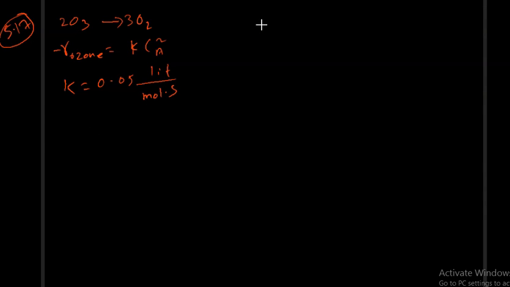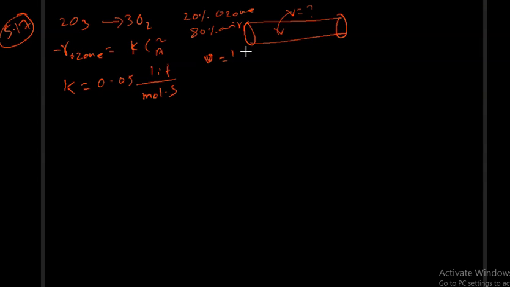So if you see here, we have the different conditions, the plug flow reactor. So we need to calculate the volume of a plug flow reactor. The feed is 20% ozone and 80% air, and V naught is equal to 1 liter per second, the feed rate. And the different conditions given are the pressure equal to 1.5 atmosphere and temperature equal to 93 degrees centigrade, and then the ultimate conversion is equal to 0.5.